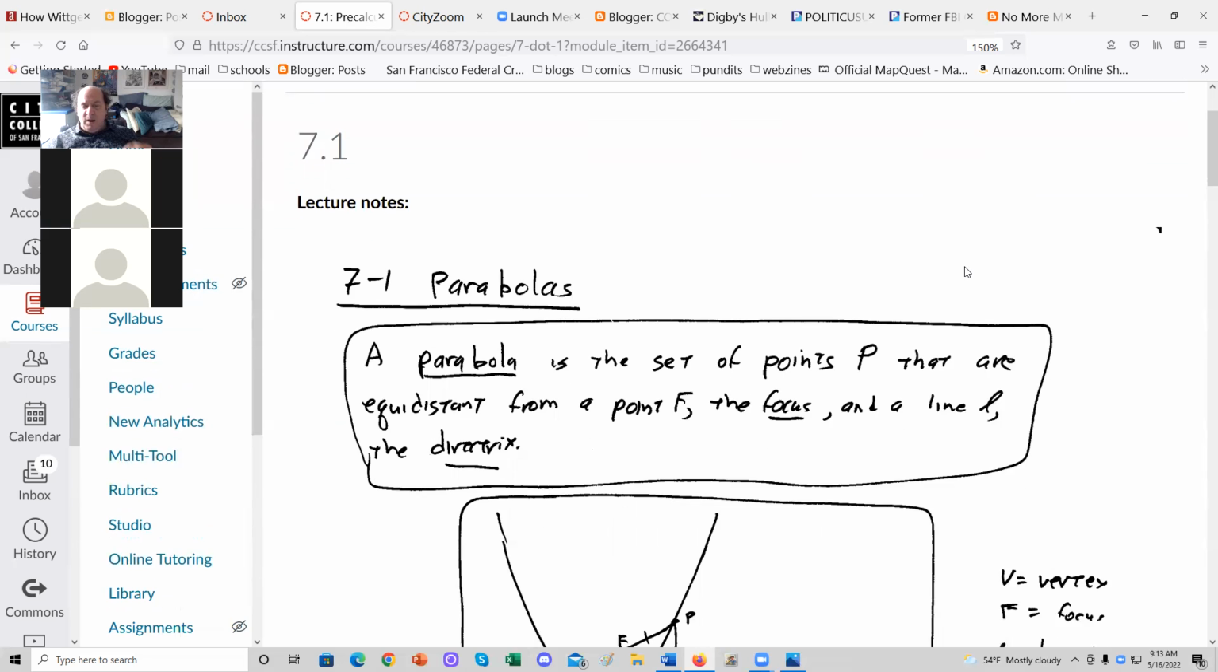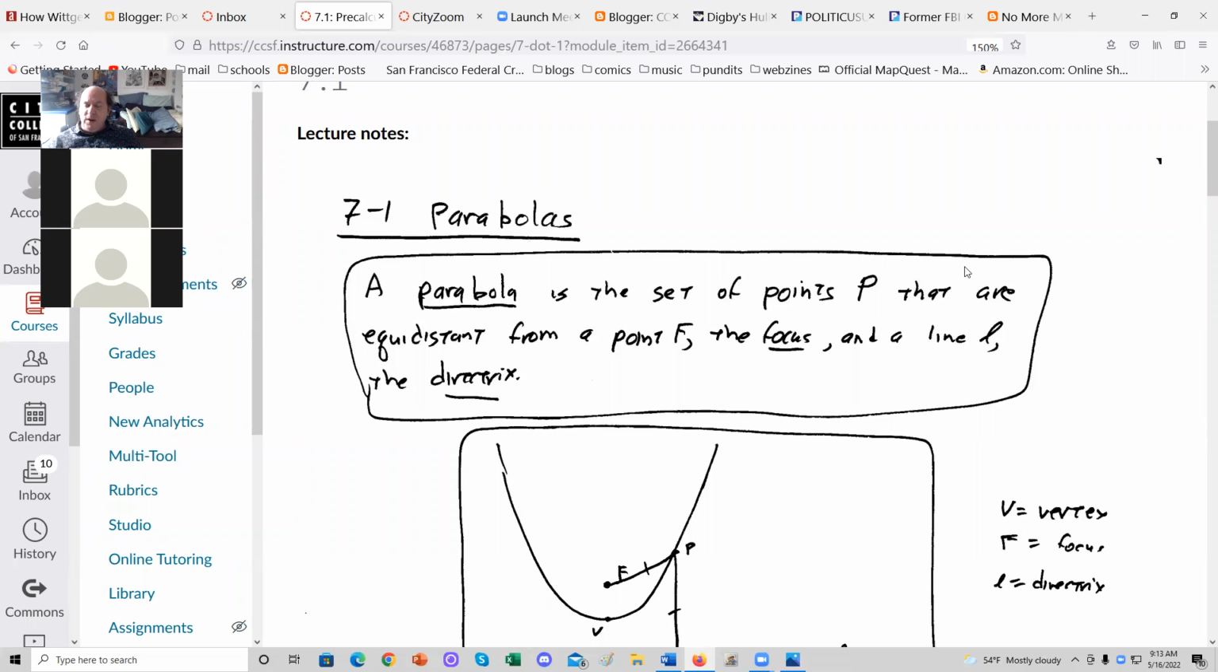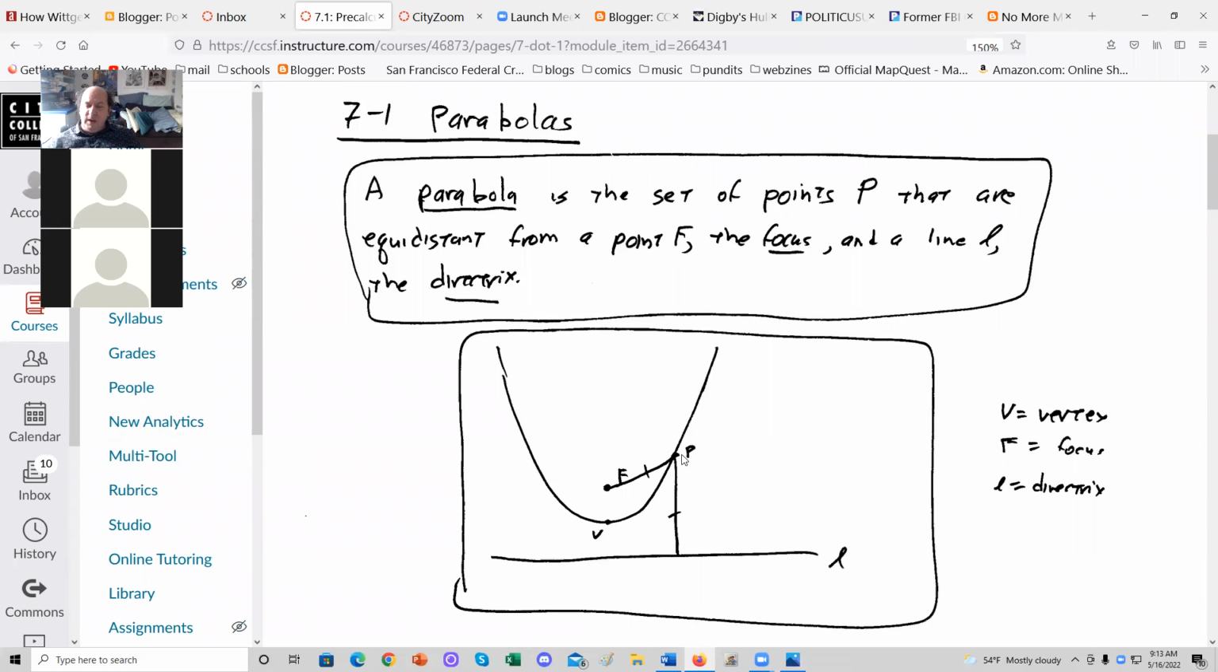But let's start with a parabola. The geometric definition of a parabola: it's a set of points P that are equidistant from a specific point F, the focus, and a specific line L, the directrix. So we start with F and L, and every point where this distance equals that distance is on the parabola. It's a U-shaped curve coming down like this, stops, then returns and goes up. Here's a lowest point closest to the directrix, obviously midway between the focus and the directrix, called the vertex.